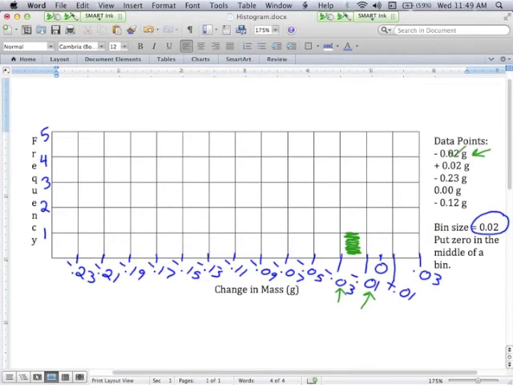Next data point, positive 0.02 grams. Where does it belong? Well, it's between 0.01 and 0.03. So it goes in this box. Color it in. Done.